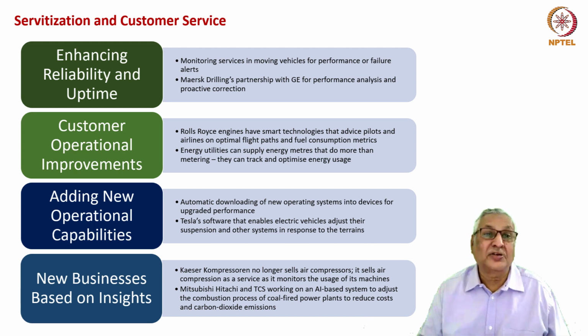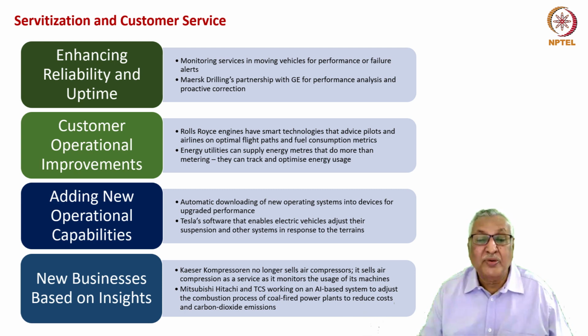The second way servitization helps customer service is through customer operational improvement. Rolls-Royce engines have smart technologies that advise pilots and airlines on optimal flight paths and fuel consumption metrics. Energy utilities can supply, as I said, energy meters that do more than just metering. They can track and optimize energy usage and advise the buildings and homes how to optimize the energy usage.